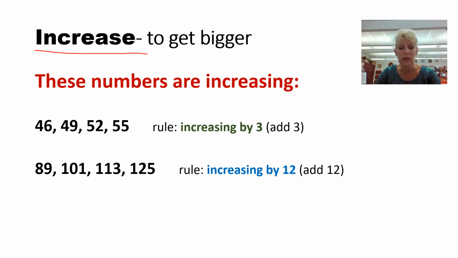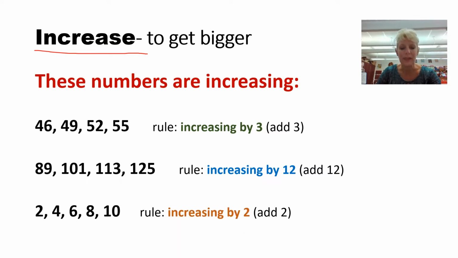89, 101, 113, 125. You can see this is also increasing, or getting bigger, and it's getting bigger by 12, so our rule would be to add 12. 2, 4, 6, 8, 10. This is something that's familiar, and we can see that we're increasing each time by 2, counting by 2s.